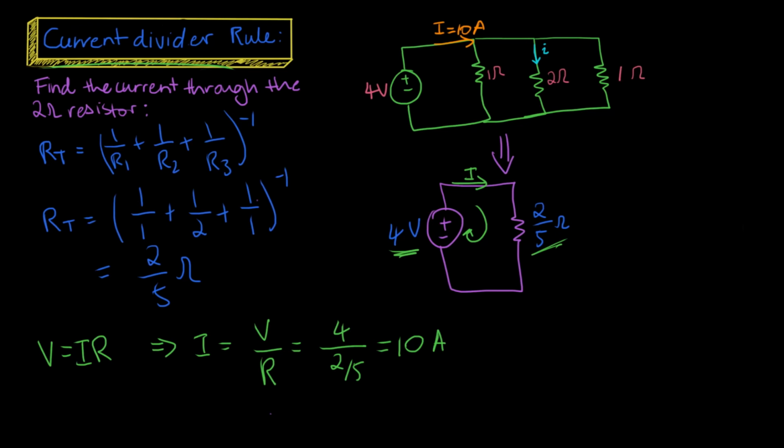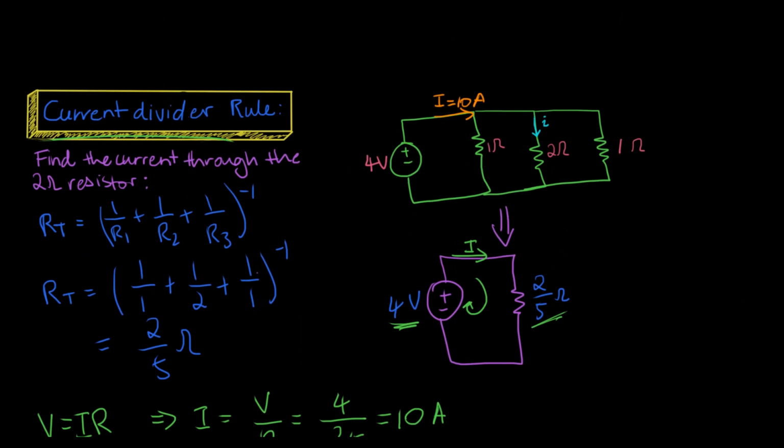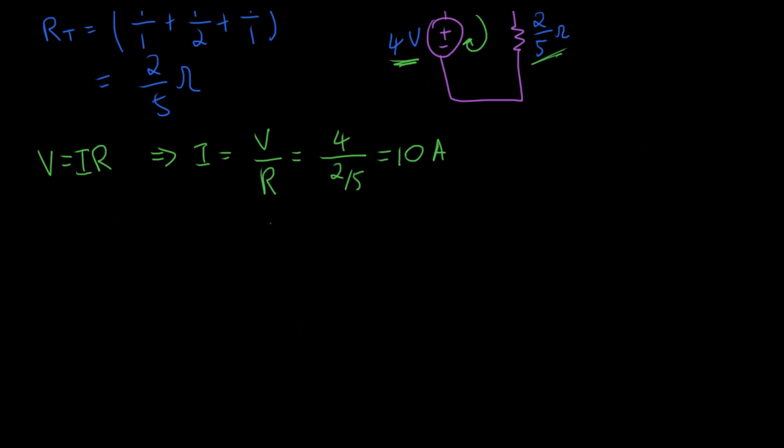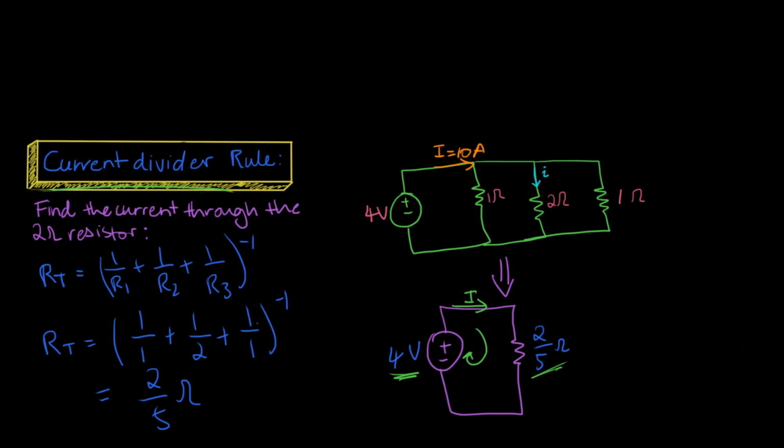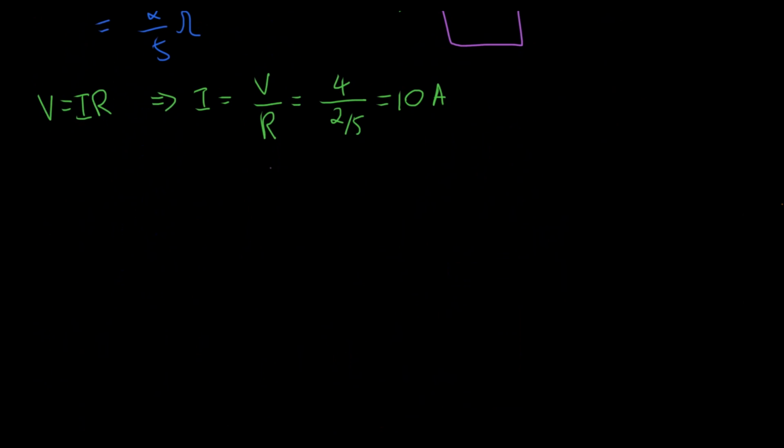That was 10 amps. So now is the important part, and that is using the current divider to find out what the current going through the 2 ohm branch is. So remember, we're trying to find just through this 2 ohm branch here. So like previously mentioned, we need to collapse the other 2 resistors, the 1 ohm and the other 1 ohm, into a single resistor so that we can use the current divider rule. So let's do that. We want to find what is 1 ohm in parallel with 1 ohm. Well, that's going to be 1 times 1 over 1 plus 1, which equals 1 on 2 ohms.